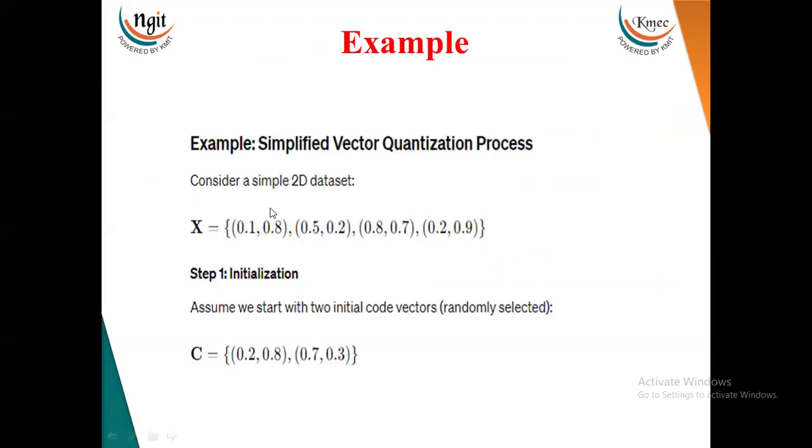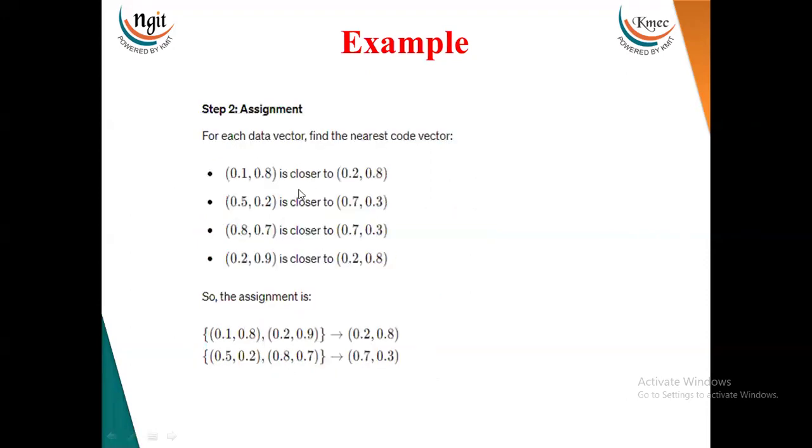Now we'll see an example. Here we have the same example. This is a simple 2D data set X, and C is our code vectors. Here 0.1, 0.8, 0.2, all these are values, and the code vector is this one. I have to check which code vector 0.1, 0.8 matches. For each data vector, I'll start with 0.1, 0.8 against 0.2, 0.8 and 0.7, 0.3. Which one is closer? When I calculate the Euclidean distance, I find that this point is closer to 0.2, 0.8. This is closer to 0.7, 0.3. And this is closer to 0.7, 0.3. And this is closer to 0.2, 0.8.